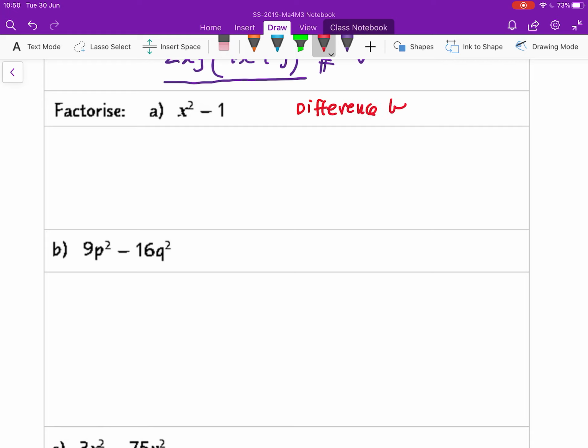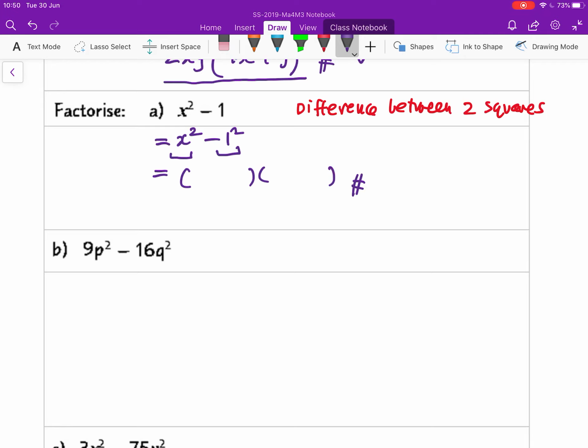So difference between two squares. What do I mean by difference between two squares? Now, if I were to write this out carefully, so this is x squared and 1 squared. They are the same. So x squared minus 1 is the same as x squared minus 1 squared. So if you have got two squares and you have a minus in the middle, it is a difference between two squares.